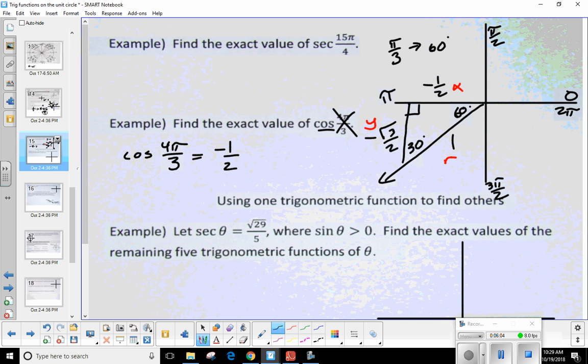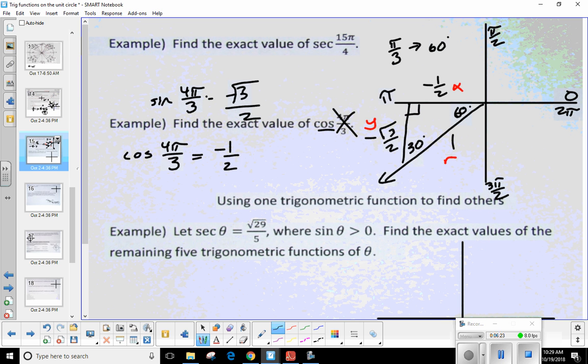That's it. What if I were to ask you for sine of the exact same measure? If I want sine of 4 pi over 3. Well, that would just be negative square root of 3 over 2. That's it. Okay.